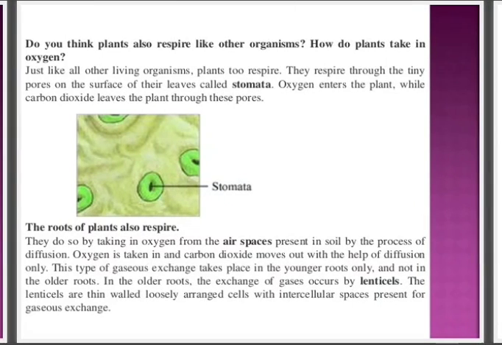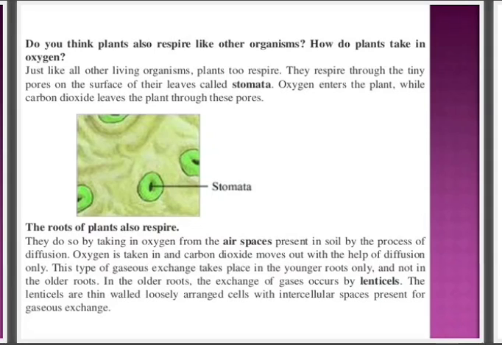Do you think plants also respire like other organisms? How do plants take in oxygen? Just like all other living organisms, plants too respire. They respire through the tiny pores on the surface of their leaves called stomata. Oxygen enters the plant while carbon dioxide leaves the plant through these pores. The roots of plants also respire. They do so by taking in oxygen from the air spaces present in the soil by the process of diffusion.